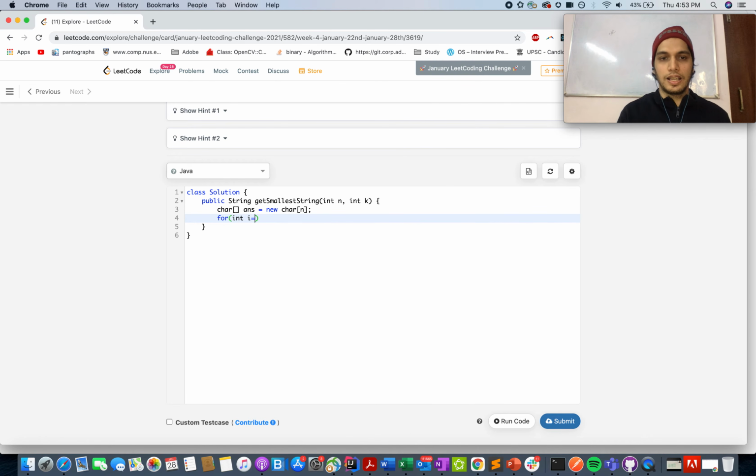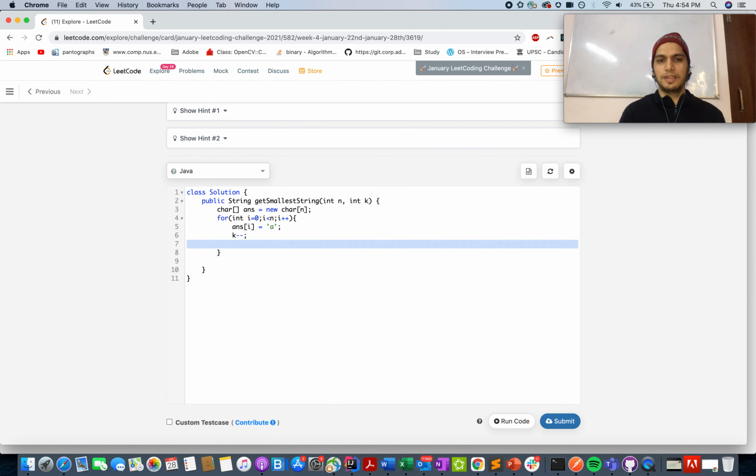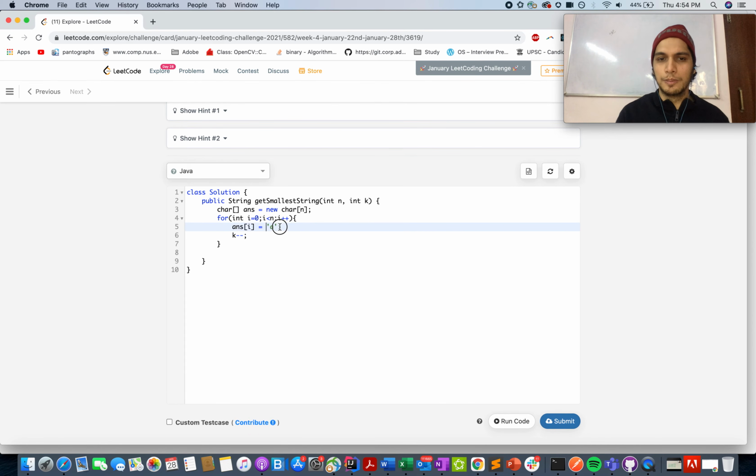And let's initialize all the characters of this ans to a. For integer i equals 0, i less than n, i plus plus, ans of i is set to a. Once we have done that, we'll also reduce k by 1. So k minus minus, a very standard way, since you are filling in a there. And while k is still greater than or equal to 26, that means there's capacity to fill in z instead of a.